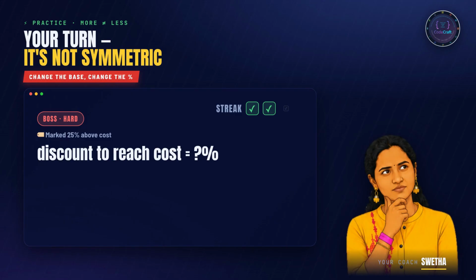Boss level. Take your time. A tag is marked 25% above cost. What discount off the tag brings it back to cost? Let cost be 100. Pause now and try.